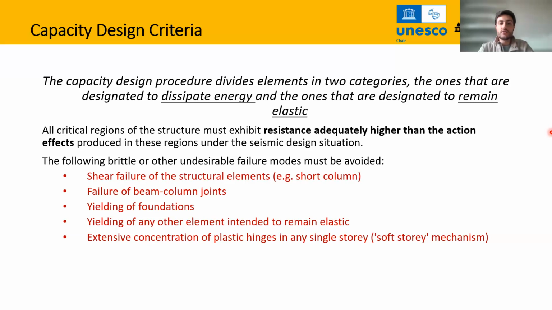For example, the shear failure of structural elements. Since the shear failure is a brittle mechanism, we don't want to have that type of failure. We don't want any type of short column, for example. We don't want any failure in the beam column joints, because if the joint fails, then we will have a failure in all the surrounding elements. There are a lot of problems with foundations, so we don't expect the yielding of foundations, or in general, the yielding of any other element that is intended to remain elastic. And finally, it is very important to avoid any type of extensive concentration of plastic hinges in any single story.